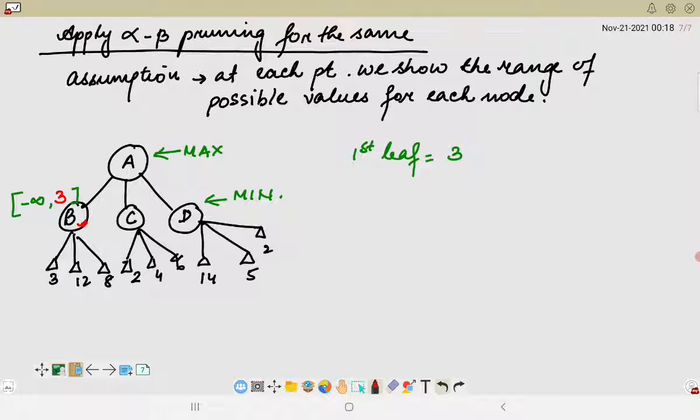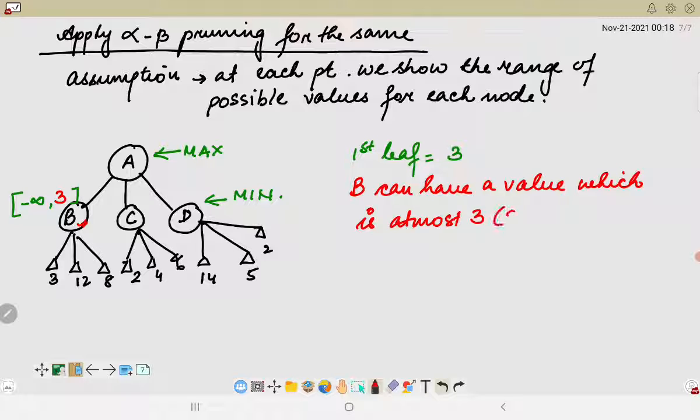Okay, so B, let me write it down, B can have a value which is at most 3, since it is a min node. Okay, since it is a min node, it can have a value which is at most 3. Okay, now let us confirm whether the value of B is 3 or not for this particular tree.